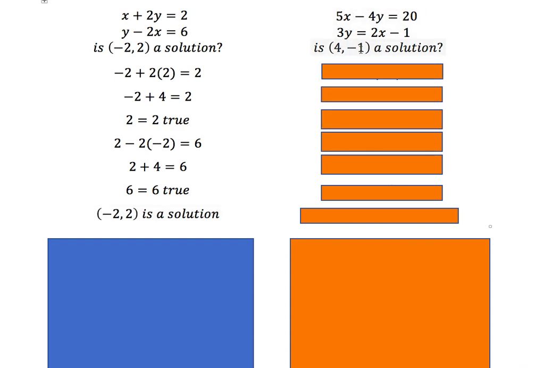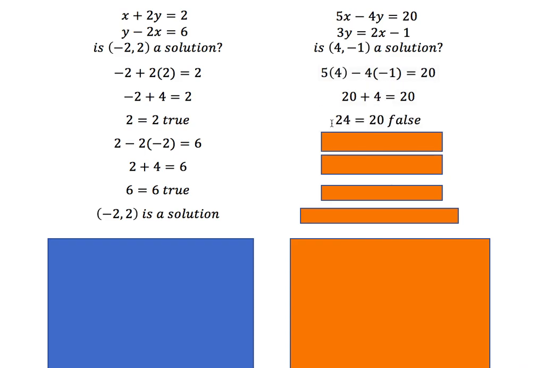This time we have 4 and -1. Again, you're plugging 4 and -1 for x and y, and then you're going to simplify. 5 times 4 is 20, -4 times -1 is +4, and you get 24 equals 20, which is a false statement. And then let's check our second equation.